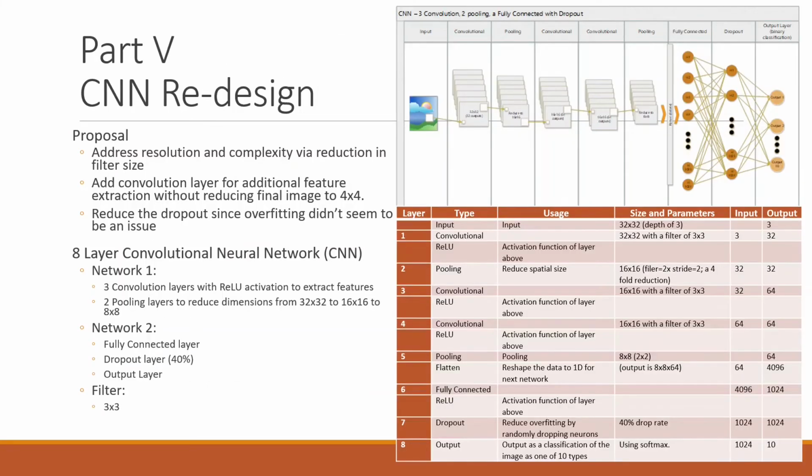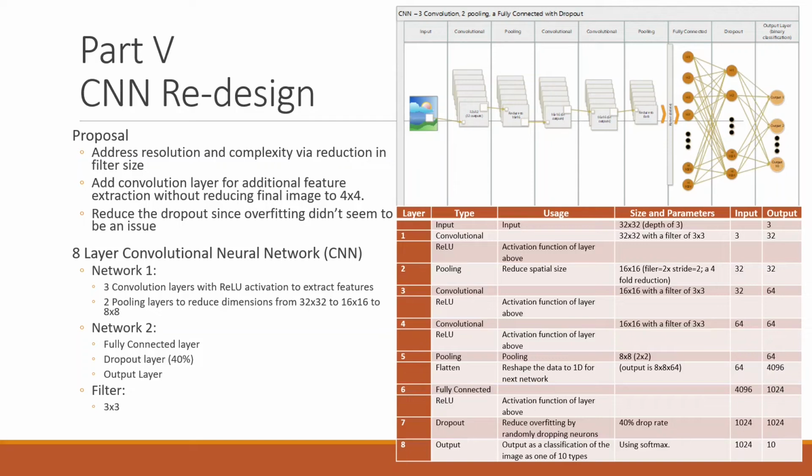Based on those results in Part 5, I elected to redesign the model with a focus on 3 areas: addressing the resolution and complexity by attempting to reduce the filter size to drill down into more of the image details. Initially, I had added a 3rd convolution layer and pooling layer, but the 3rd pooling layer made the final flattened input only 4x4, which seemed worrisome. However, after the class discussion and the insight that a convolution layer didn't require a pooling layer, I focused on not reducing the final image to only 4x4.